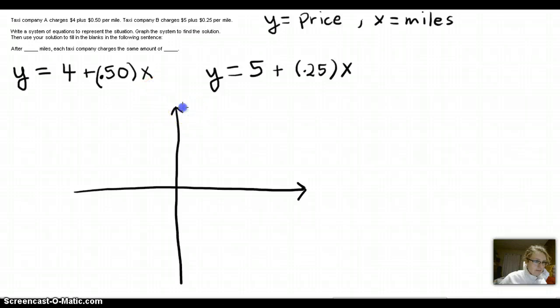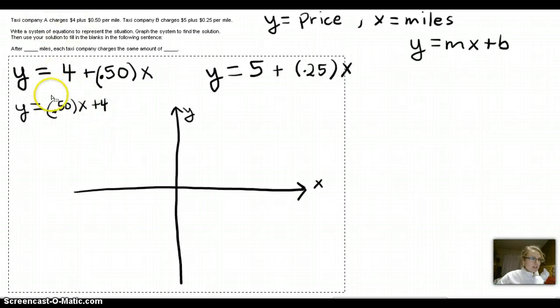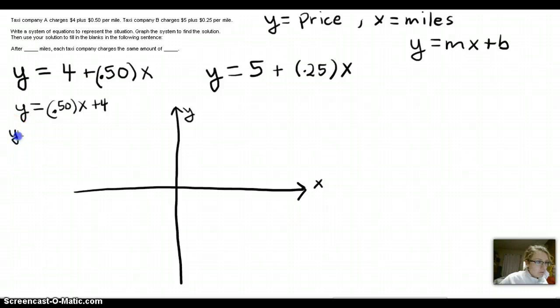But first, let's put them in y equals mx plus b form. We like to see that a little better because it makes it simple for us to know how to graph them. Here we have y is equal to 0.50x plus 4, but we know that 0.50 is the same thing as 1/2. So let's go ahead and rewrite that as 1/2. Y equals 1/2 x plus 4, and we can graph that.